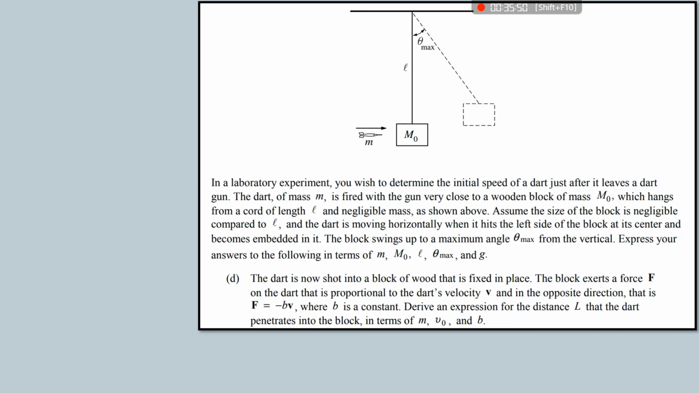Okay, so now, again, my picture doesn't count. Instead, we've got our dart, which is going into a stationary block, and the block is not moving after it comes in. So I want to know how far into the block it will penetrate. Okay, so they gave us F equals negative bv to start out with.